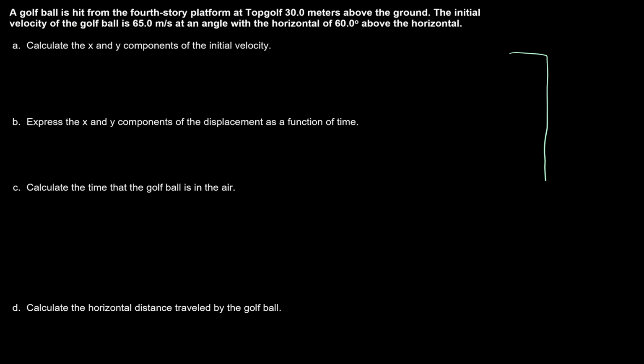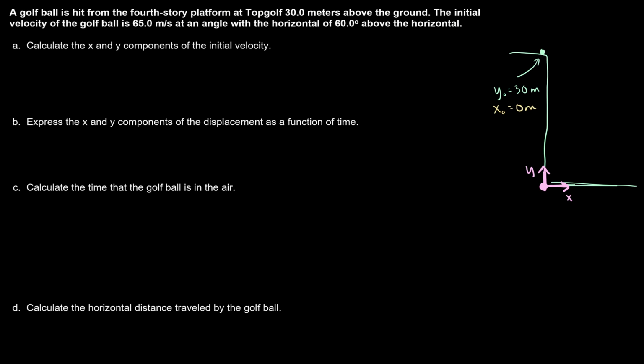So here's our platform, here's the ground. So the golf ball is being hit from here, and its initial position, y naught, is 30 meters. If we set our reference frame where our 0 position is right here, our positive y direction is that way, and our positive x direction is that way, then our initial x position, x naught, is going to be 0 meters for this golf ball.